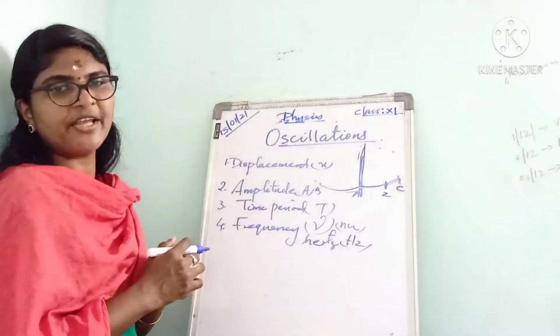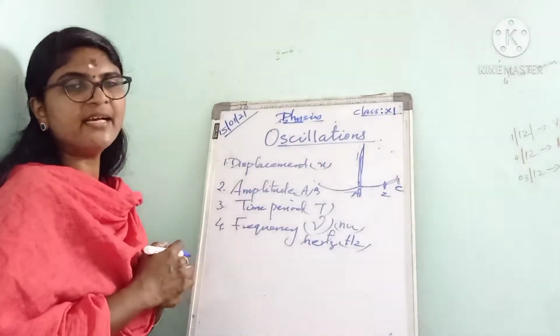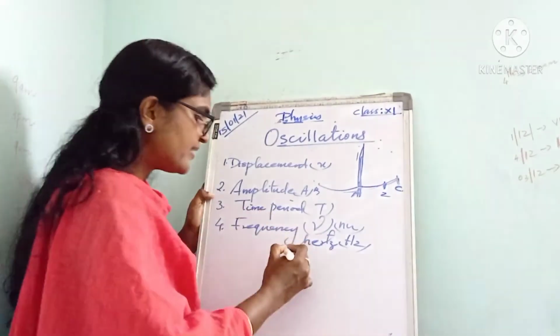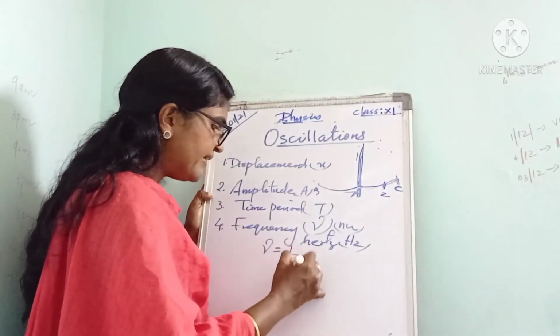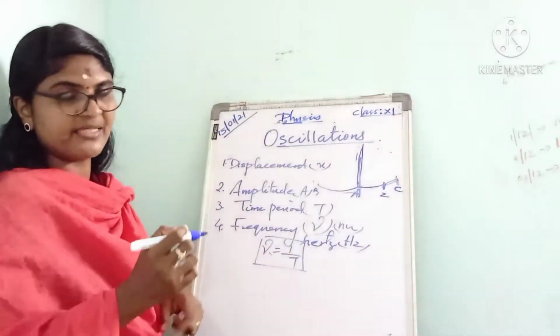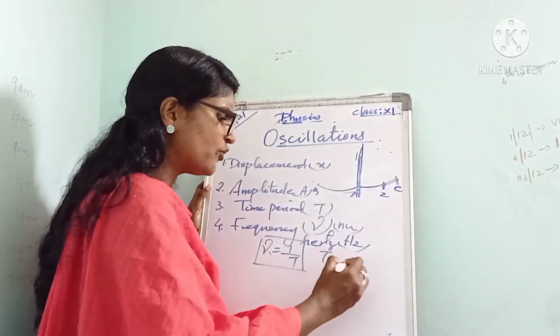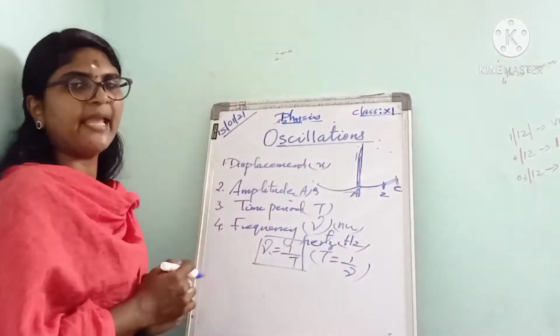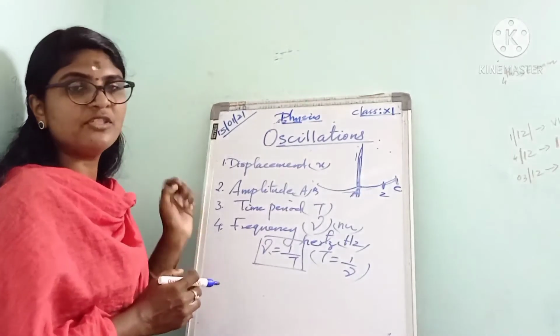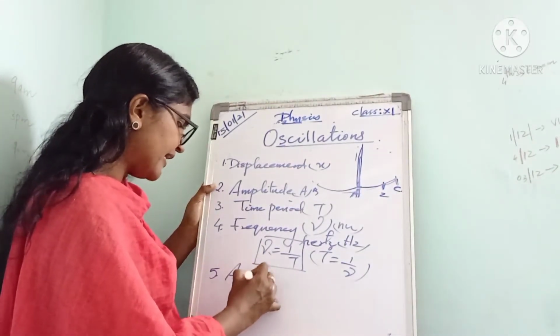The unit of frequency is hertz, and we have a relation between time period and frequency. Frequency nu is equal to 1 by T. There is a reciprocal relation between the time period and frequency, so frequency nu equals 1 by T, or T equals 1 by nu.